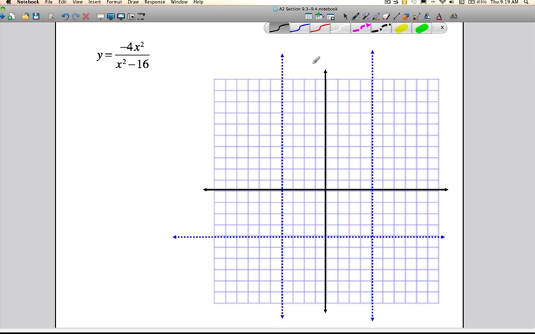Okay, and I had an x-intercept at x is equal to 0. So right there at the origin. Now if I want to do an input-output table, I'm going to go ahead and try in section 2.